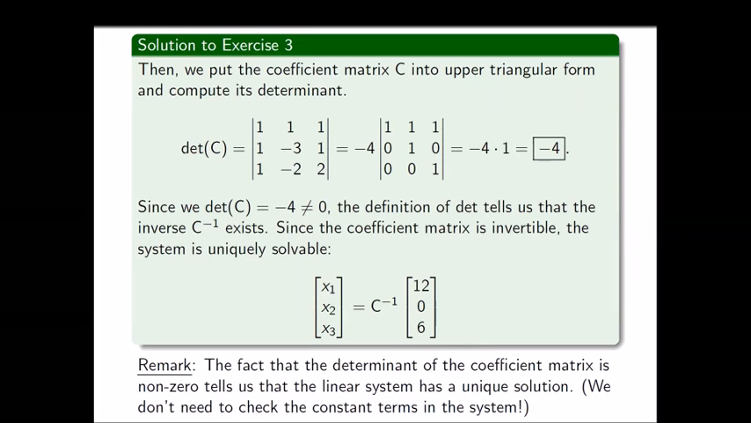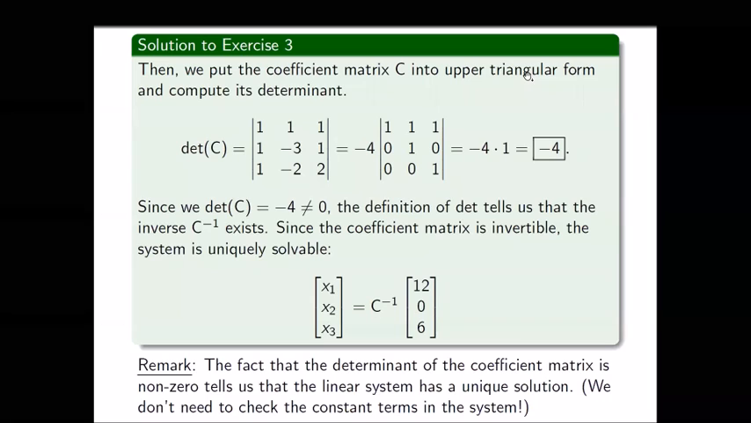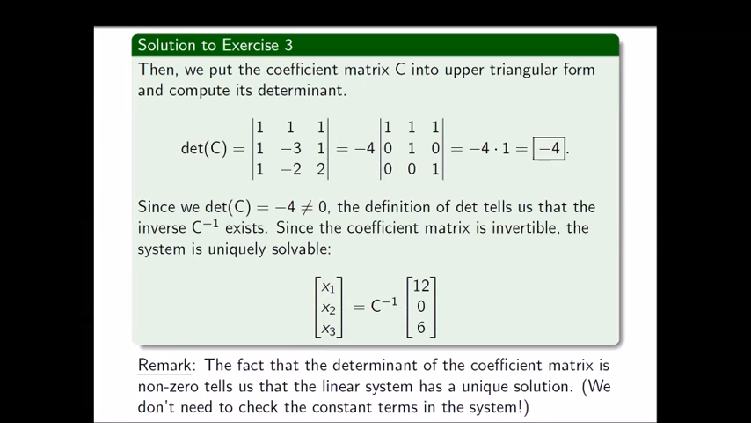Now, note that the determinant of the coefficient matrix being non-zero told us that the linear system has a unique solution. We didn't even need to check the constant terms in the system. So in other words, if we're dealing with a square matrix and if its determinant is non-zero, and if the square matrix represents the coefficient matrix of a linear system, then for every possible vector of constants, there is going to be a solution.